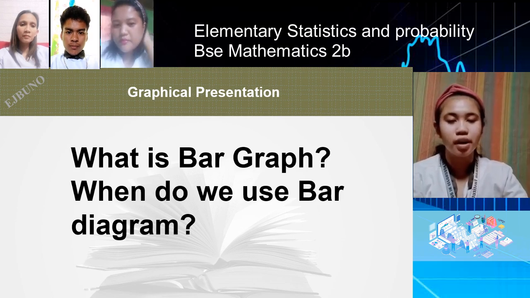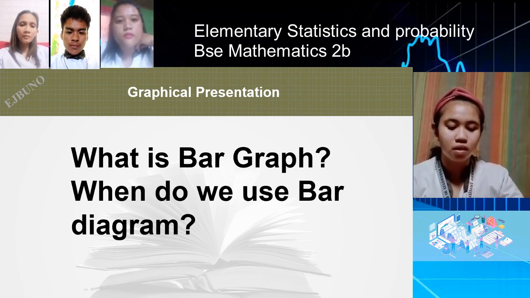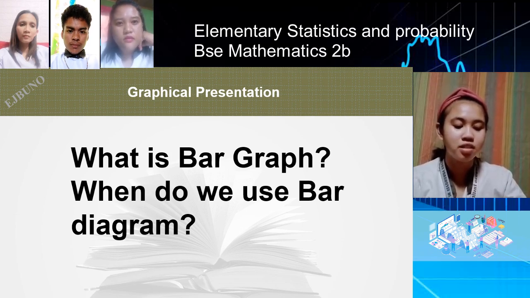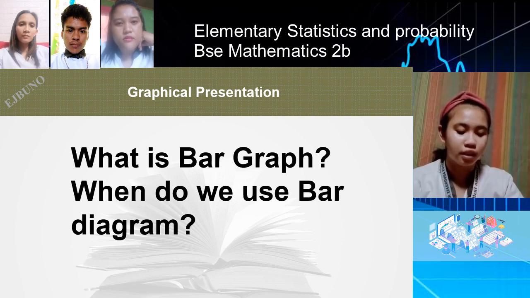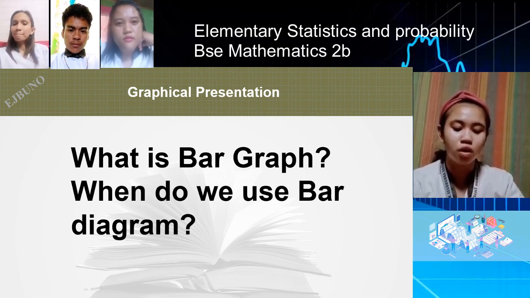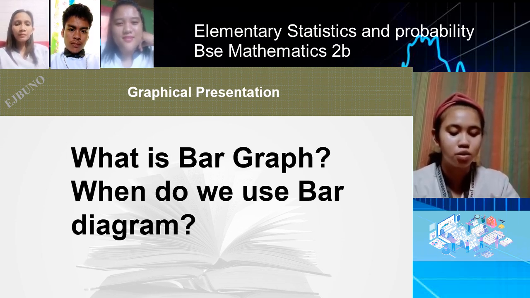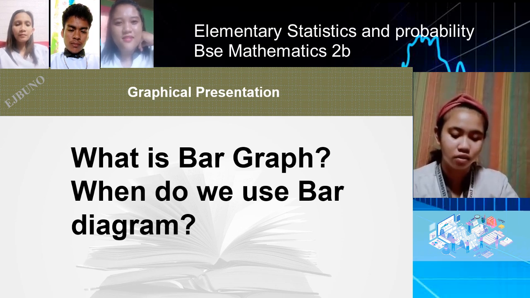What is a bar graph? It is data represented by bars. The bars can be made in any direction, vertical or horizontal. The bars are taken of equal width and start from a common horizontal or vertical line, and their length indicates the corresponding values of the statistical data.